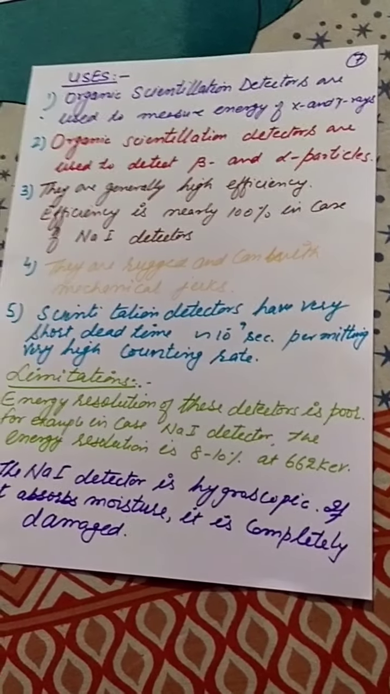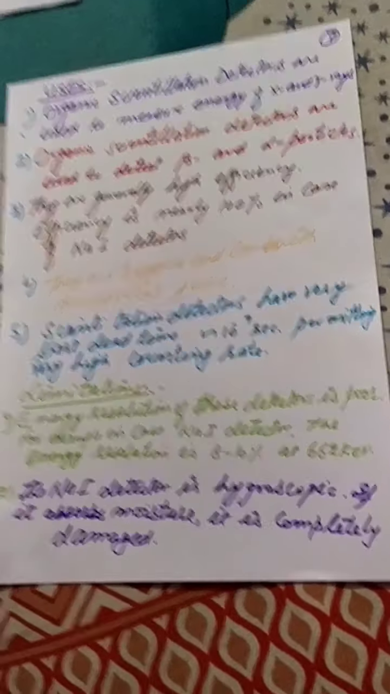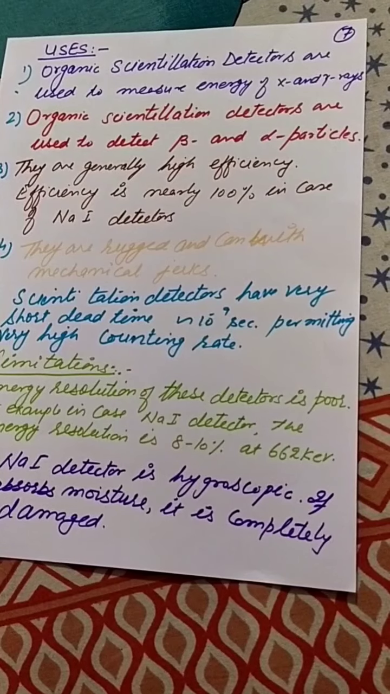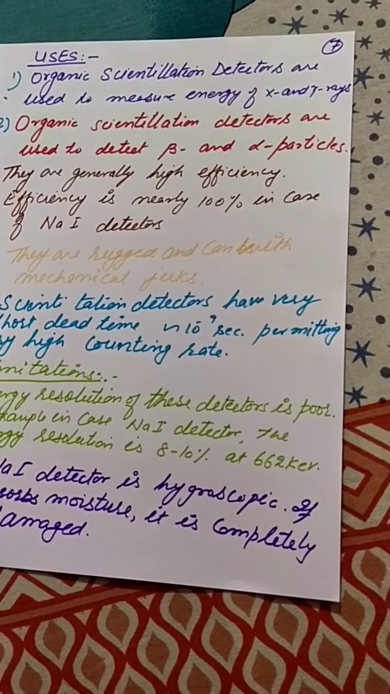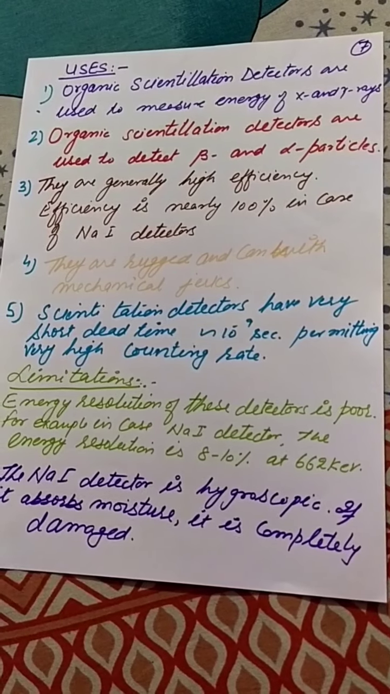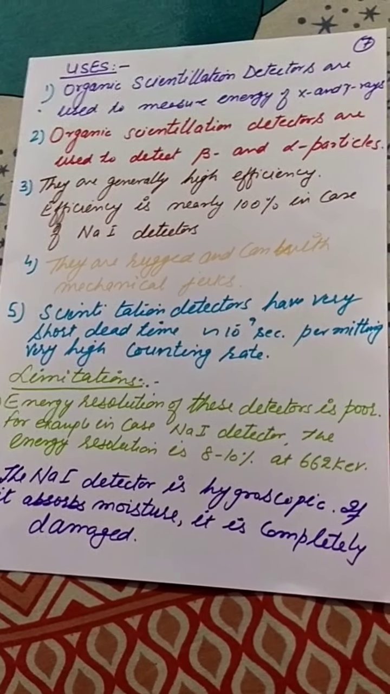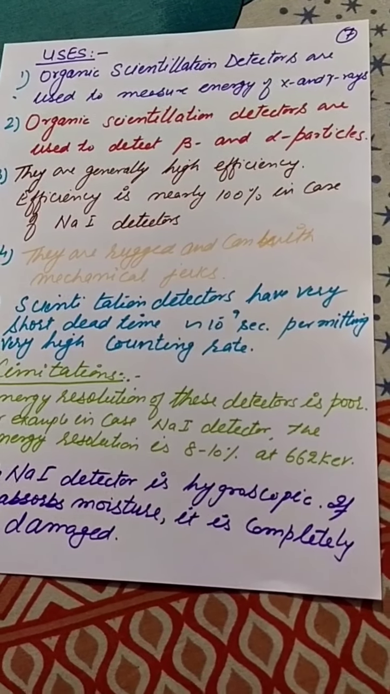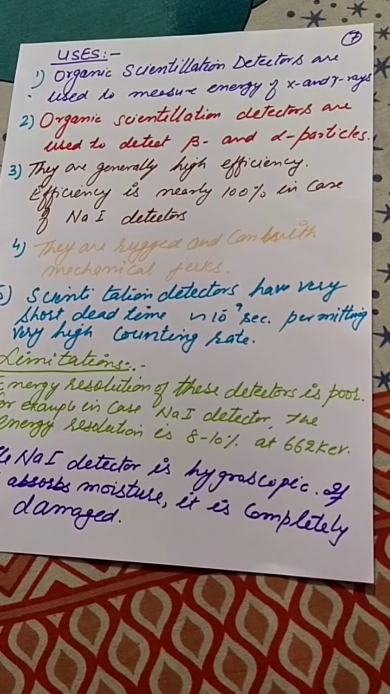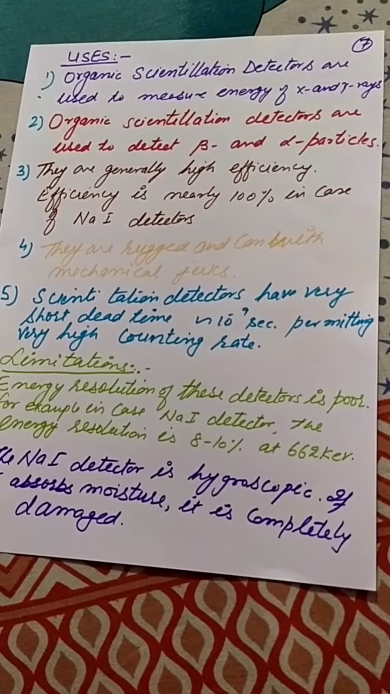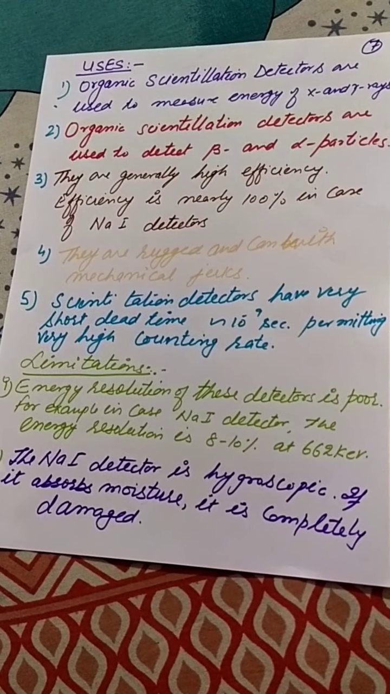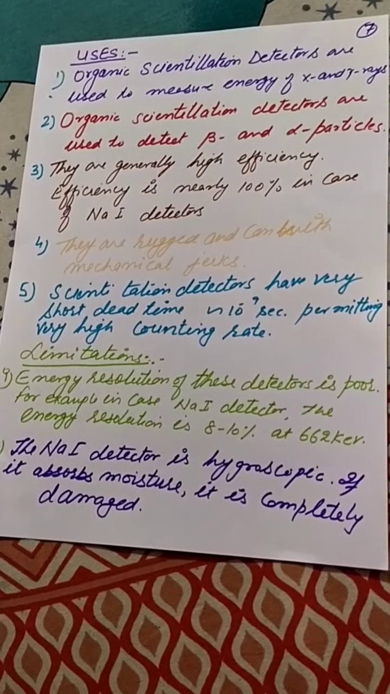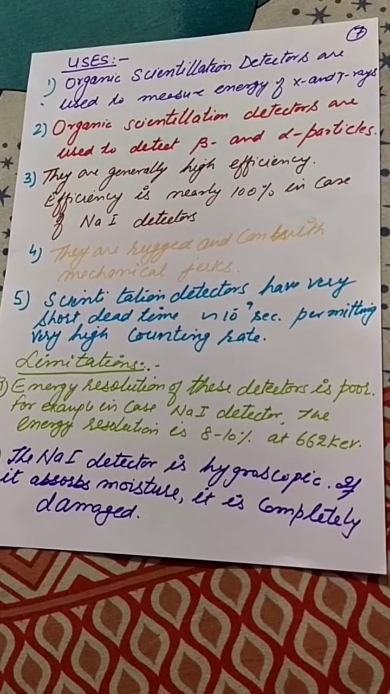Now the uses of scintillation detectors. Inorganic scintillator detectors are used to measure the energy of X-rays and gamma rays. Their efficiency is generally high, nearly or approximately 100% in the case of sodium iodide detectors. They are reusable and can withstand mechanical jerks. Scintillation detectors have very short dead time, approximately 10^-9 seconds, permitting very high counting rates. The organic scintillation detectors are used to detect beta and alpha particles.